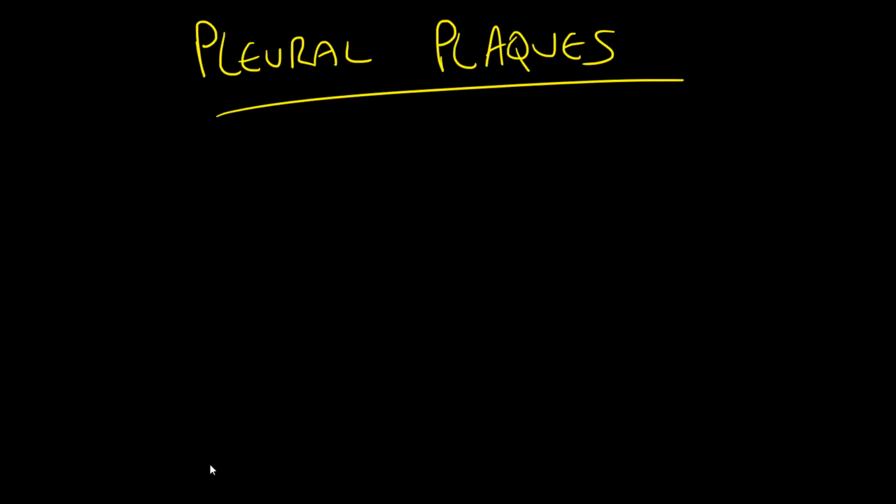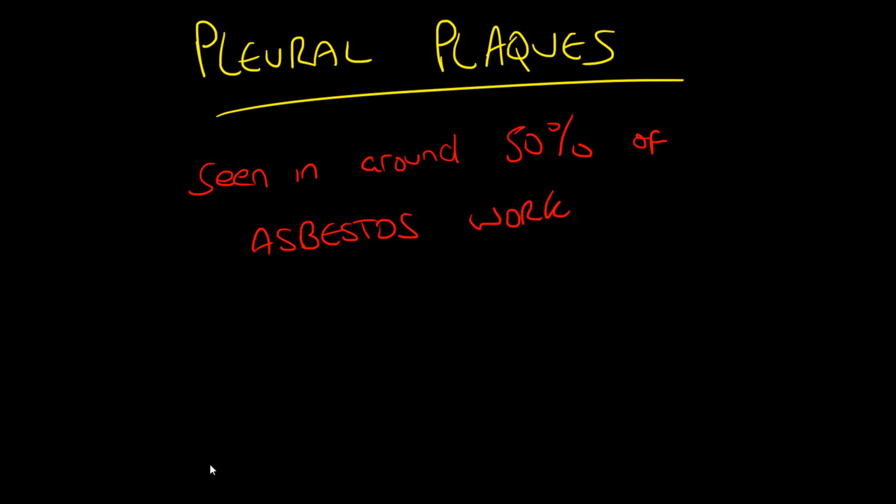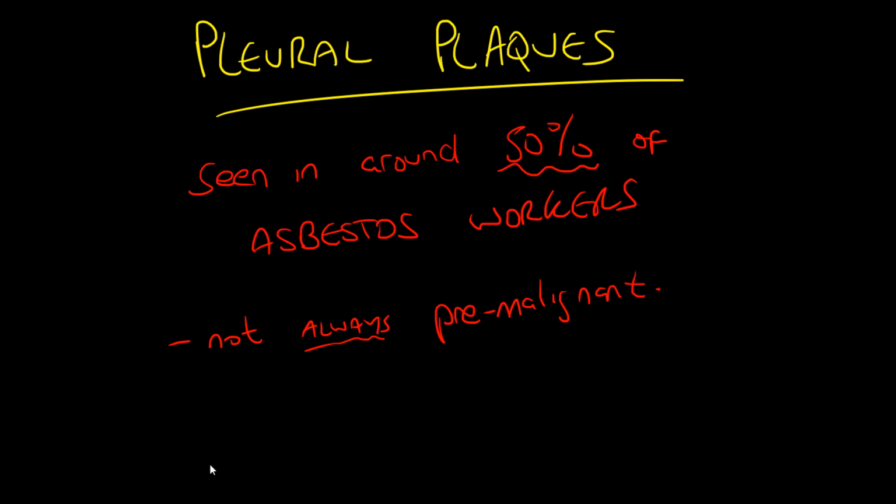Worth another very quick slide is pleural plaques. Pleural plaques are seen in about 50% of asbestos workers. You can see these on chest x-ray or CT, and they are not always pre-malignant. They can be, but they're not always, and you'll see them in about half of all asbestos workers.